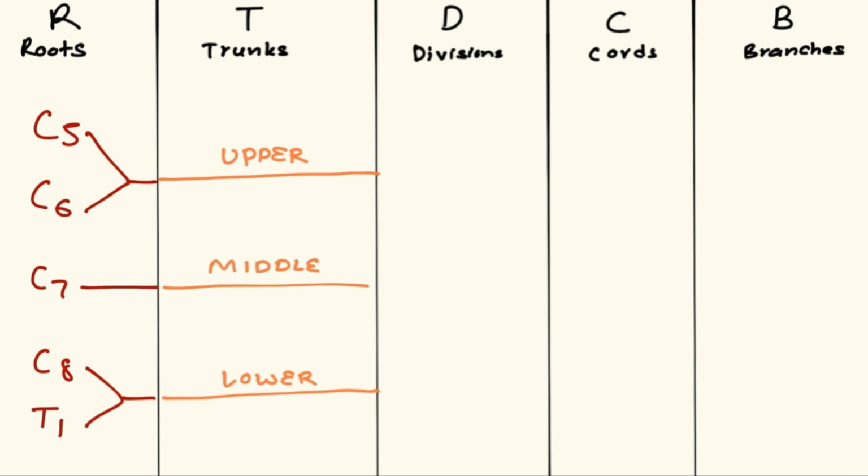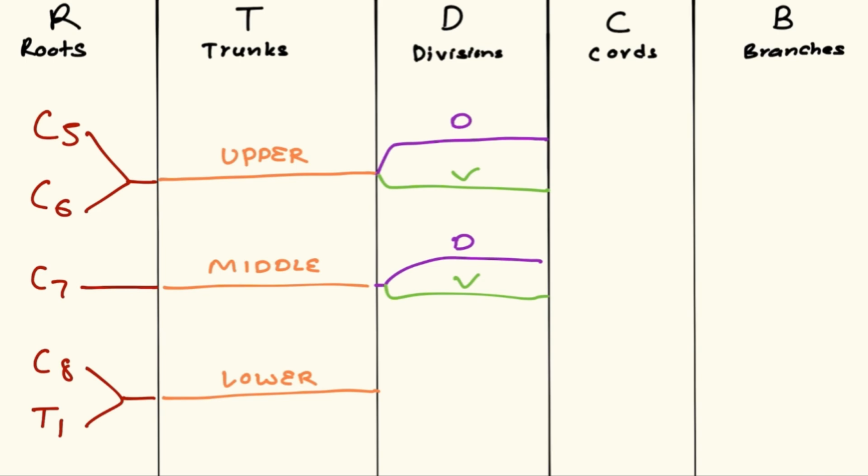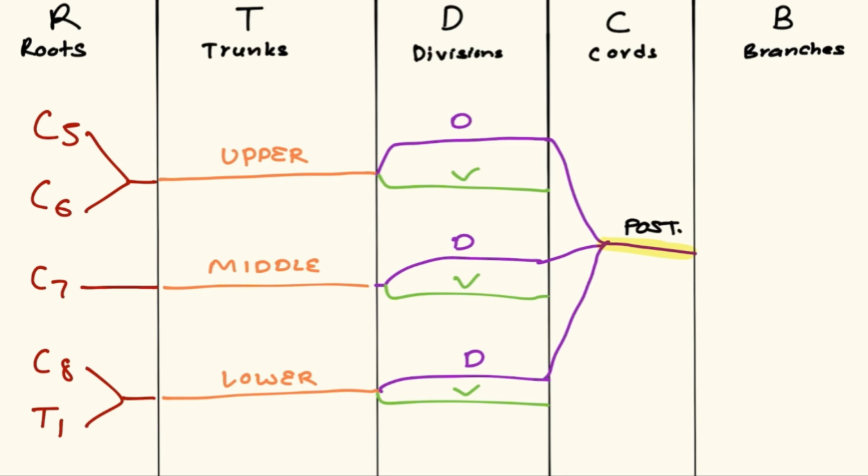For example, the upper trunk will give one dorsal division and one ventral division, and as follows: the middle trunk will give one dorsal division and one ventral division, and the lower trunk will give one dorsal division and one ventral division. Now combine all dorsal divisions to form the posterior cord as shown. So here you can see the posterior cord.